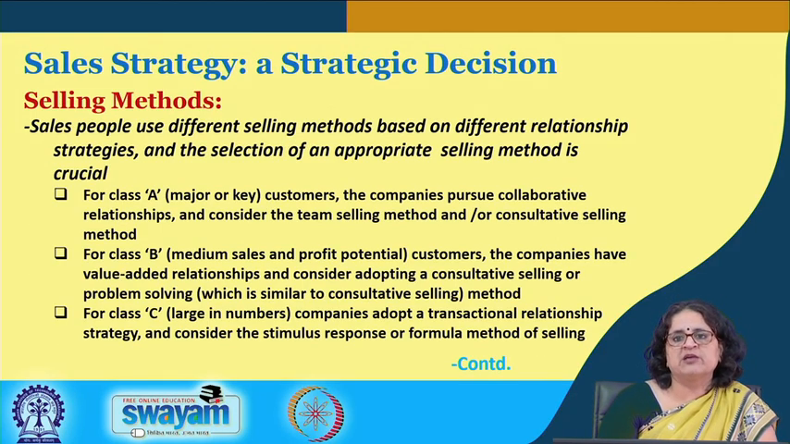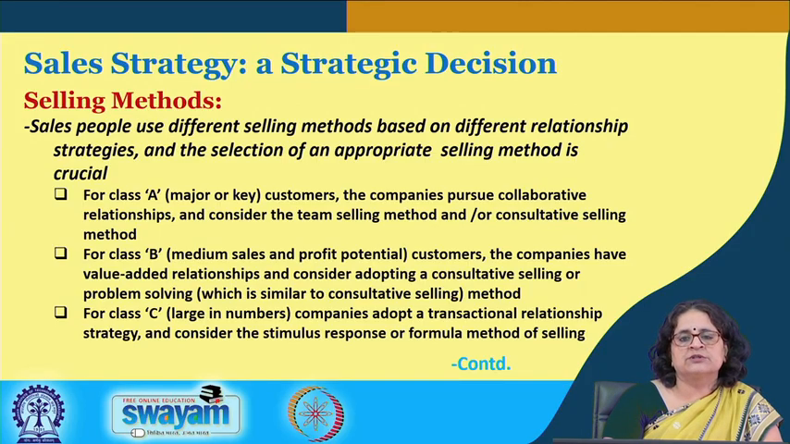Third is with respect to selling methods. So the selling method is the third element in the sales strategy. Salespeople use different kinds of selling methods depending upon the kind of customer, whether he has high, medium or low sales and profit potentials. Also, the selling methods they use will depend upon the relationship style or the relationship strategy which both the parties desire. So salespeople use different selling methods based on the sales and profit potentials of the customers as well as the different relationship strategies, and the selection of an appropriate selling method is very, very important.